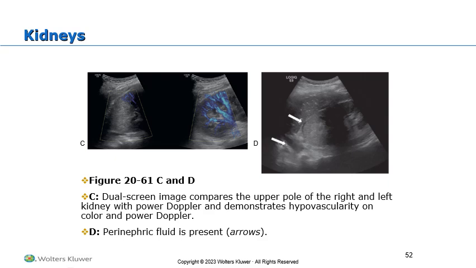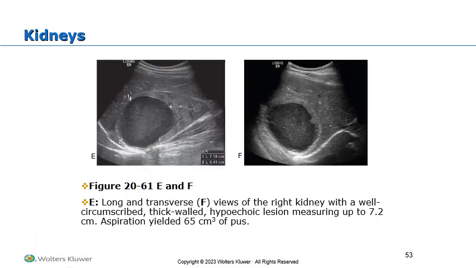So here's a couple examples that show really high levels of blood flow. Here's an example of the right kidney that has a well-circumscribed, very thick-walled hypoechoic lesion, that this would indicate an area of collection of fluid from pyelonephritis. So it's kind of borderline probably turning into an abscess here.